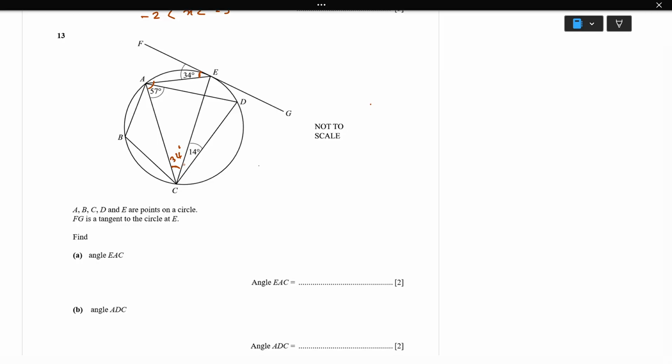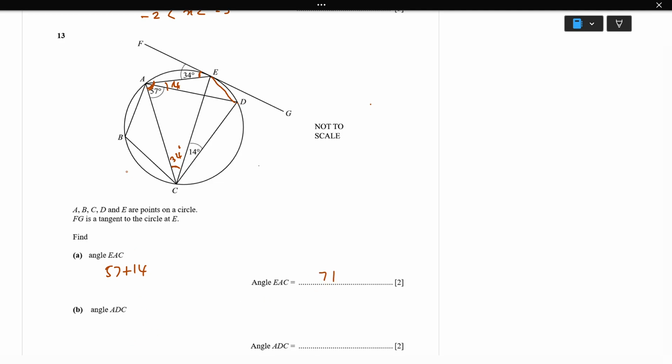34 degrees here. Next, this is 34, then this is going to be 14 because angles subtended from the same segment are equal. So we want this angle, so we get 57 plus 14. So the answer is 71.